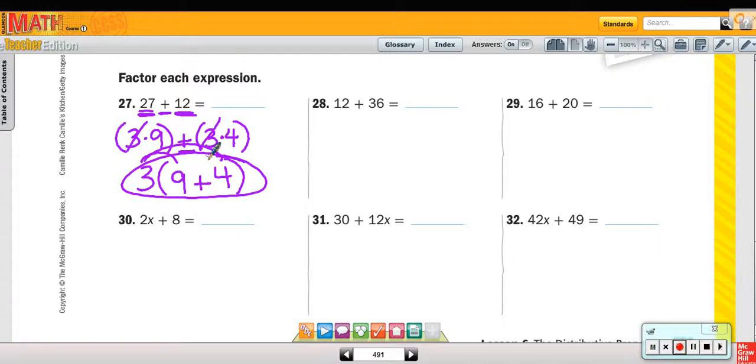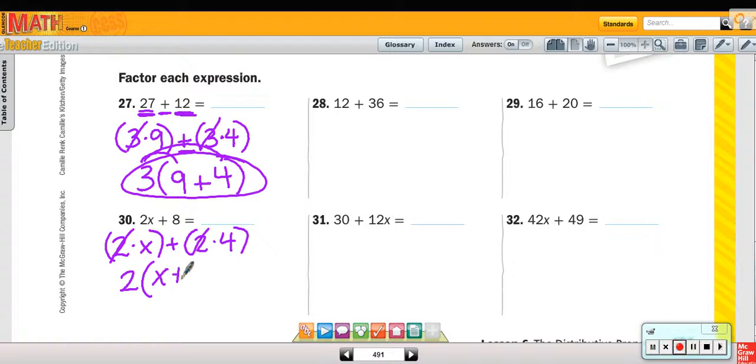Okay, look at number 30. Let's look at it with variables now. What would the GCF of 2x and 8 be? 2. So 2 times what makes 2x? 2 times x, or 1x. We don't have to write the 1, it's just assumed. Plus 2 times what makes 8? 4. 2 times 4.